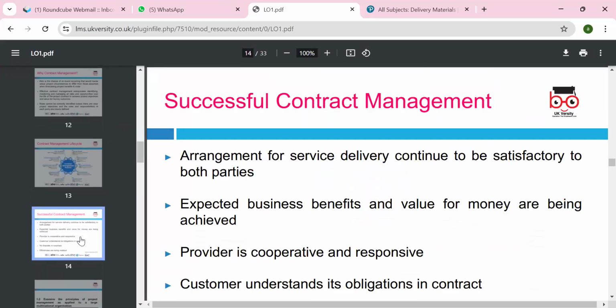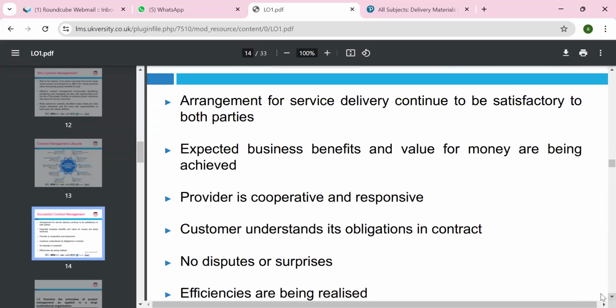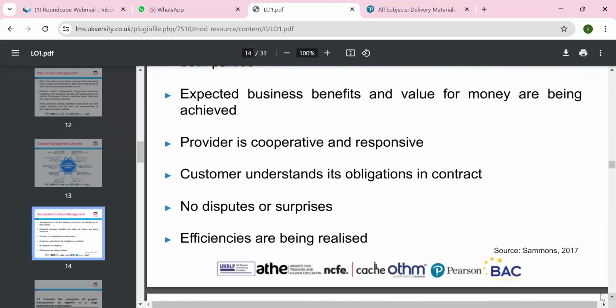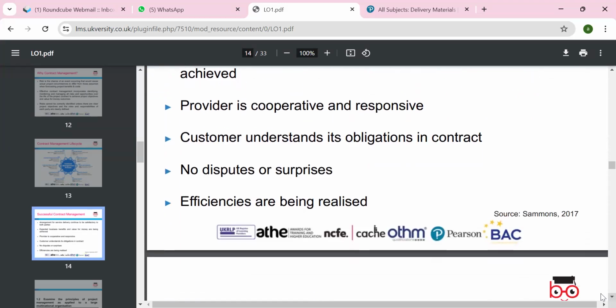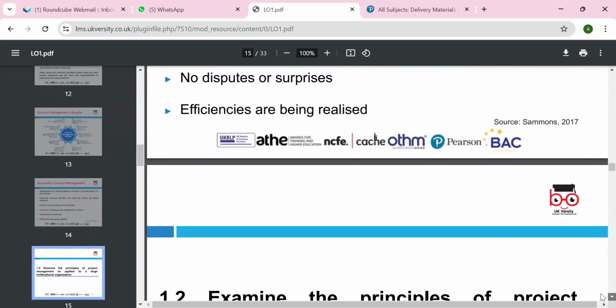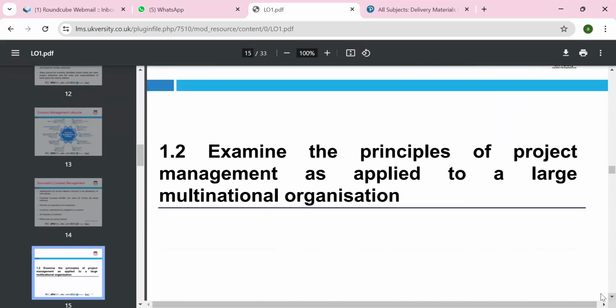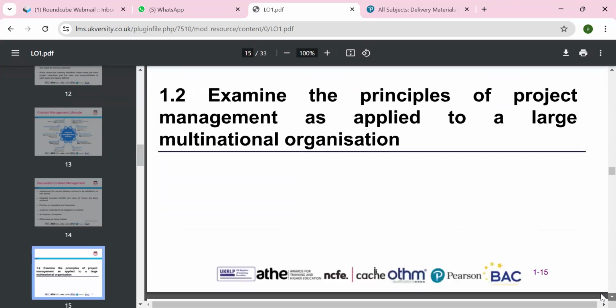Okay, then we have the successful contract arrangement, with the service and delivery continuing and satisfaction for both parties. It is always good to get the feedback. Feedback is a feed forward for the future contract, so the benefit and value for money are achieved. We can look at being cooperative and responsive, the customer understanding the obligations, no disputes arising, and effectiveness being realized. That's all. Then 1.2, we have examined the principles of project management and apply them in a large multinational organization.